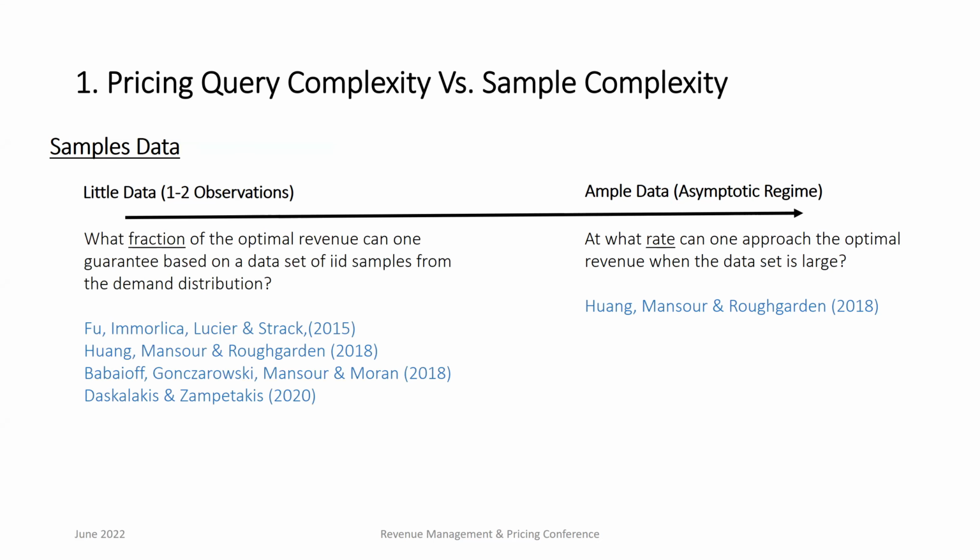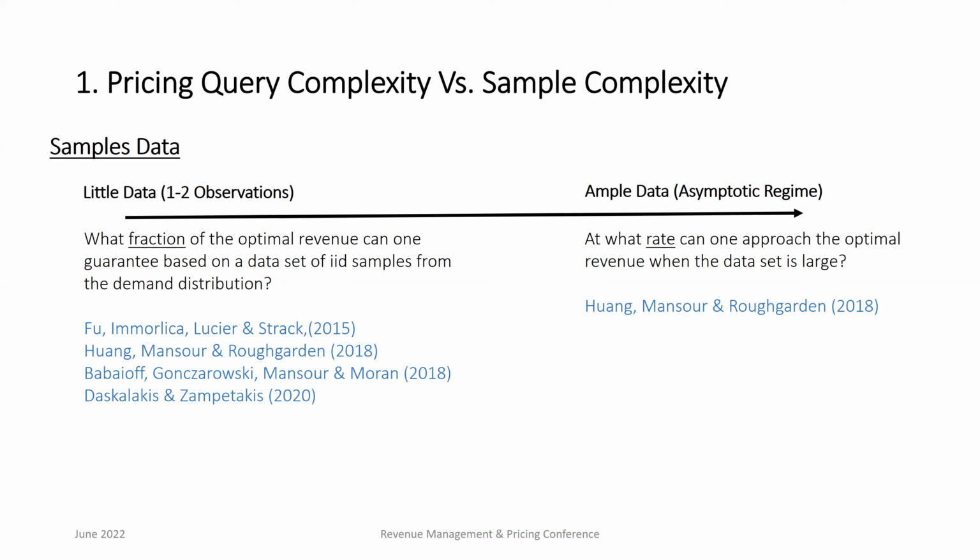On the other hand, there are other papers that didn't look at the asymptotic regime when we have ample data, but actually at the other extreme, when there is only very little data, one or two observations, and ask the very much related question of what fraction of the optimal revenue can one guarantee based on the data set of IID samples from the demand distribution. So when we have a lot of data, we can approach 100% of the optimal revenue. The question becomes, at what rate can we approach 100% of the revenue? With little data, the first order question is what fraction of the optimal revenue can we actually recover?